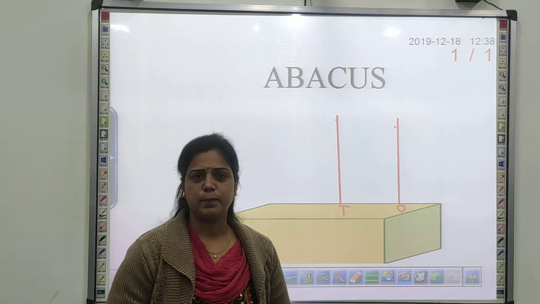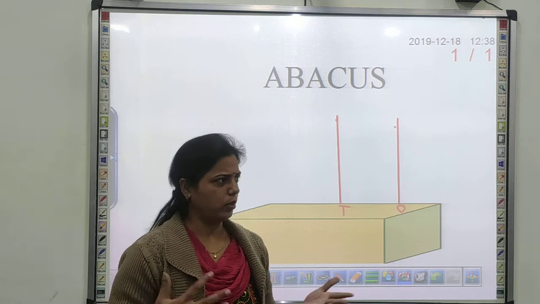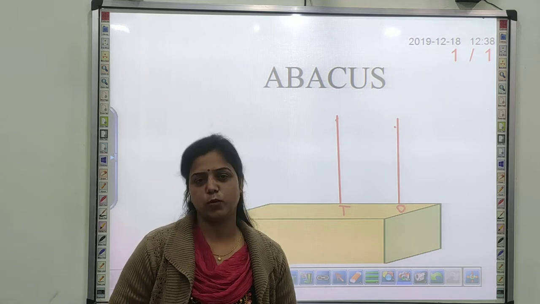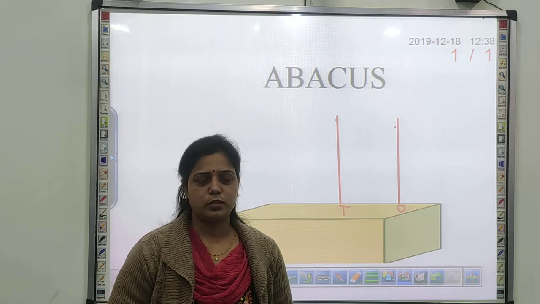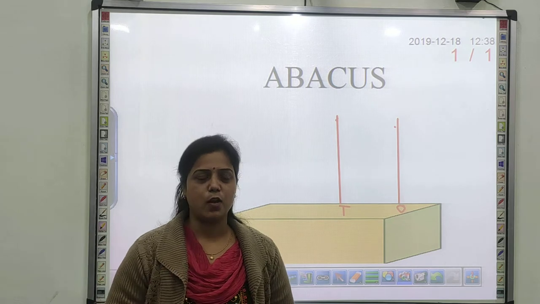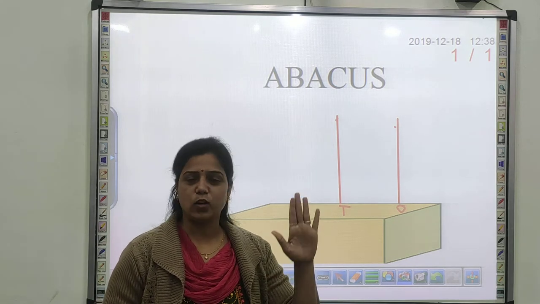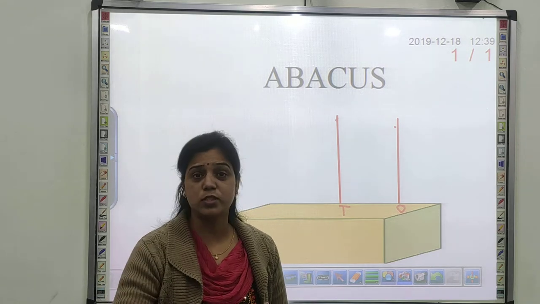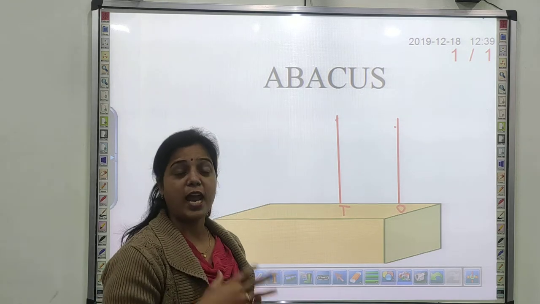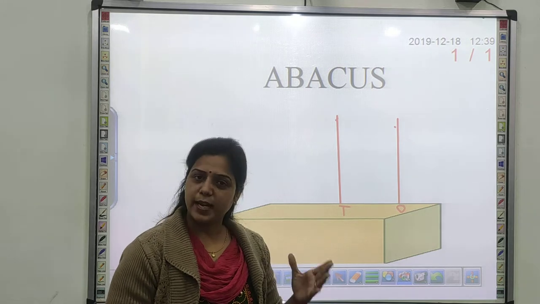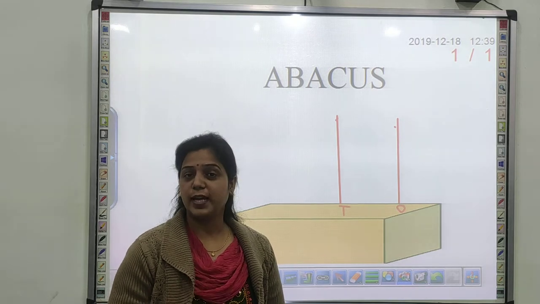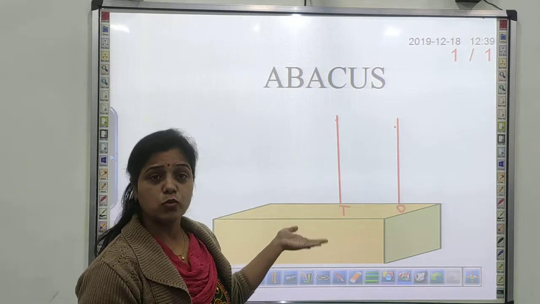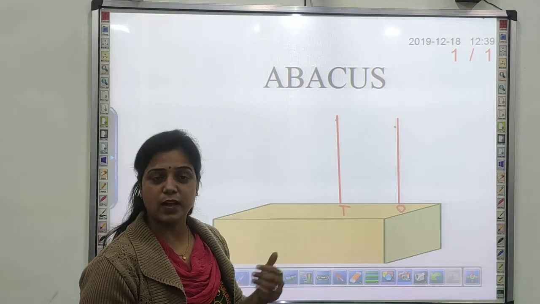of a number. Place value क्या होती है? What do you mean by place value? Suppose you are standing in a line, आप एक row में खड़े हुए हैं. जो बच्चा second या third पे है, वो कैसे बोलेगा? That I am standing on a second position. I am standing on a third position. So that is basically your position in a row. That is how every digit has a place value. That is called the place value of a number. So Abacus helps us to know it. It gives us the place value of a number.